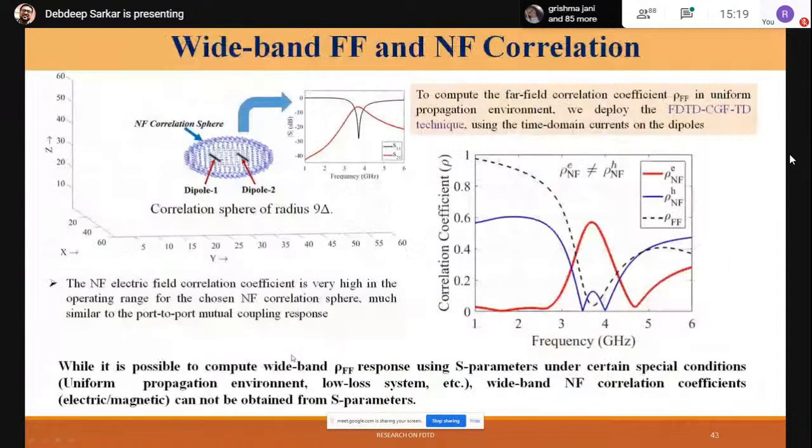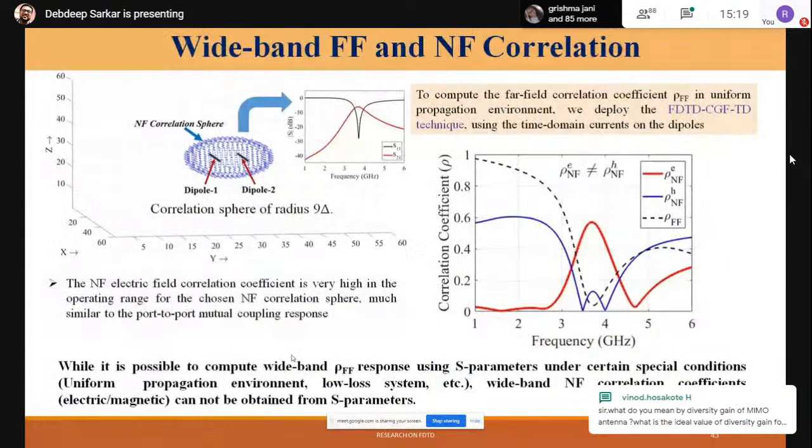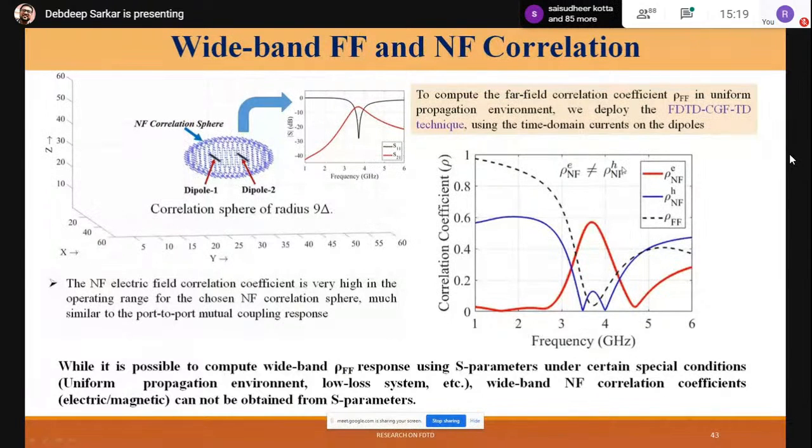The results were pretty interesting. We saw the inequality between the electric and magnetic field correlation coefficients when we operate with a correlation sphere of radius 9 delta. For dipole 1 excitation, you find out the field. For dipole 2 excitation, you find out the field. Let us assume the uniform thing. From the electric fields, you will get one correlation coefficient, and from the sampled magnetic fields, you will get another correlation coefficient.